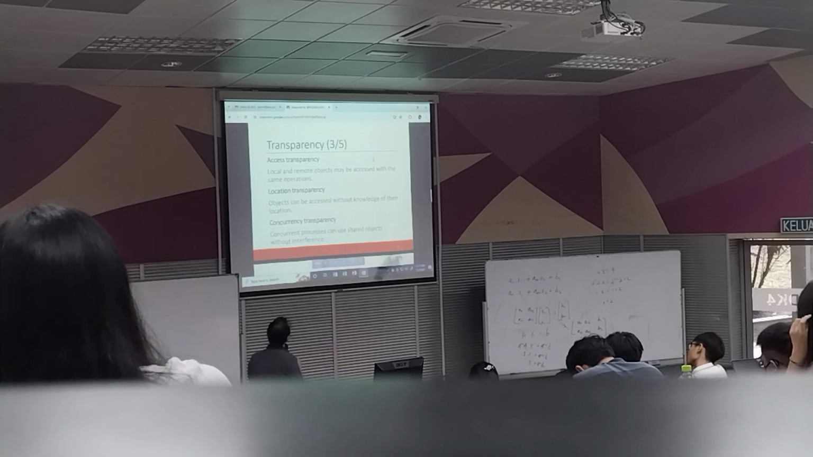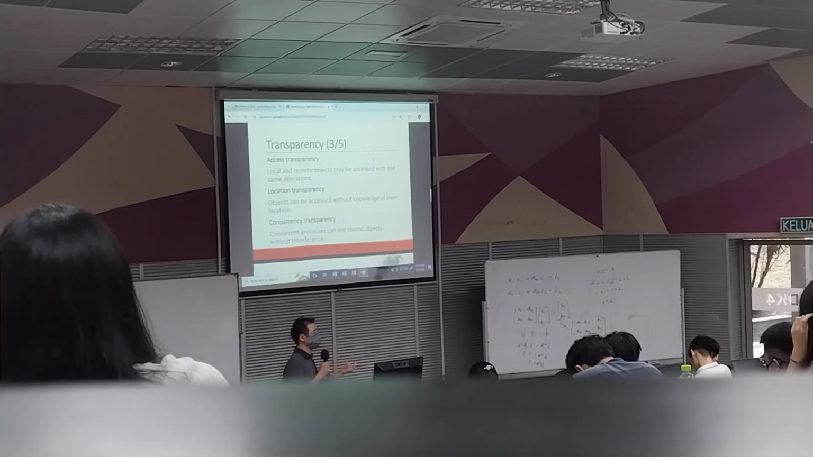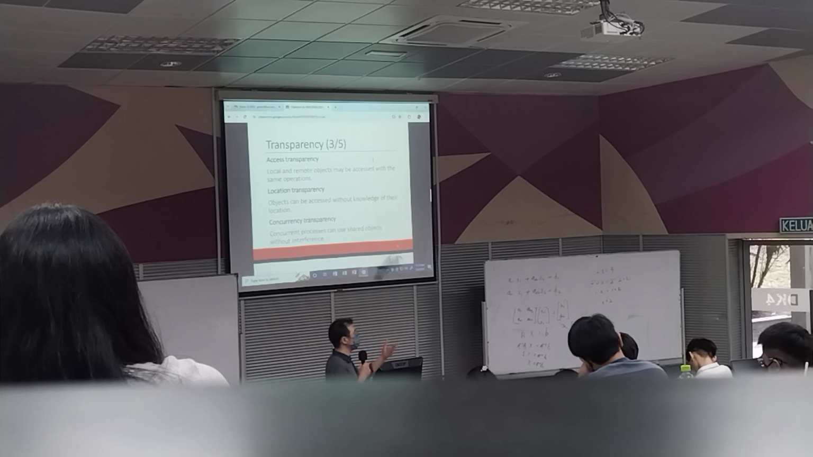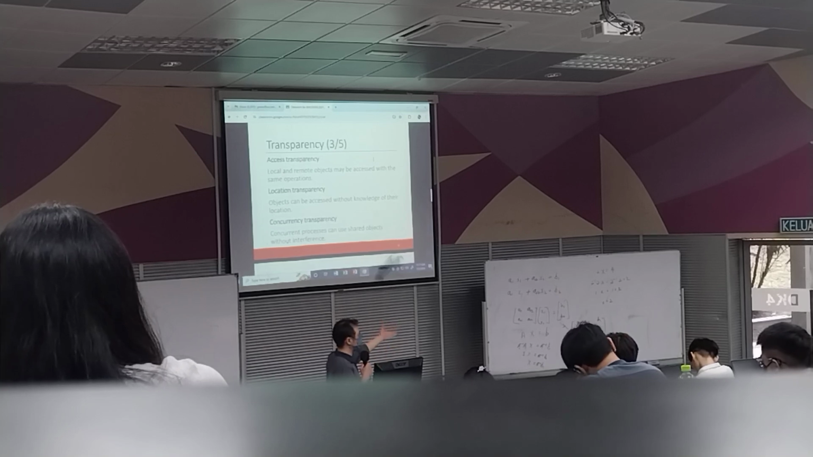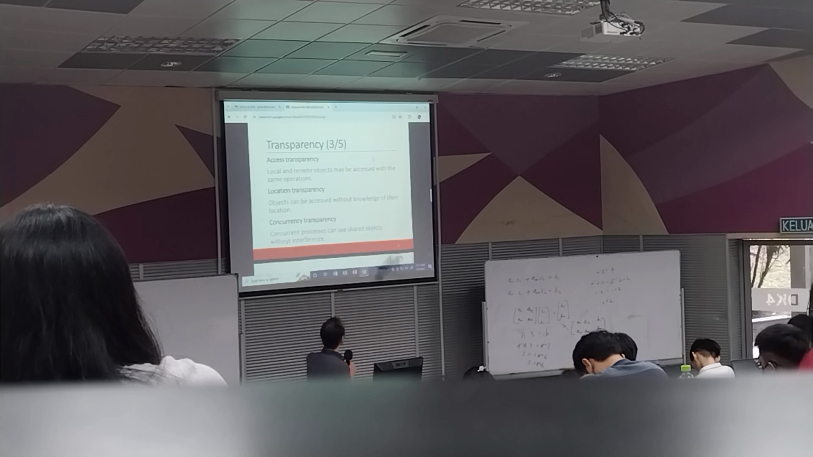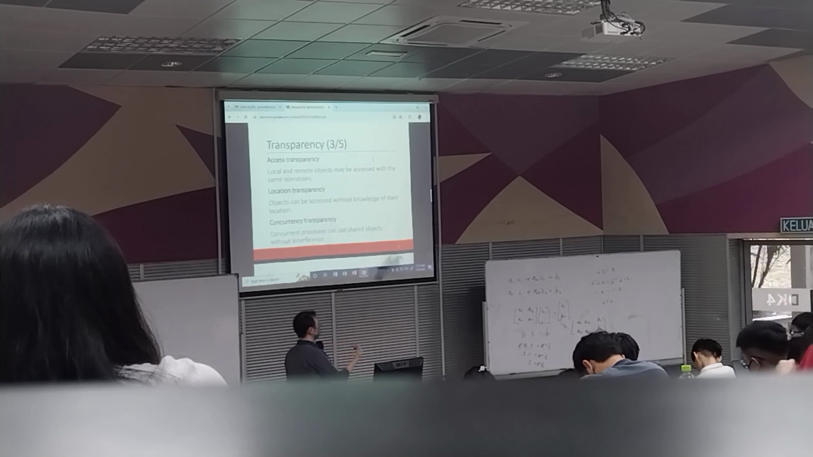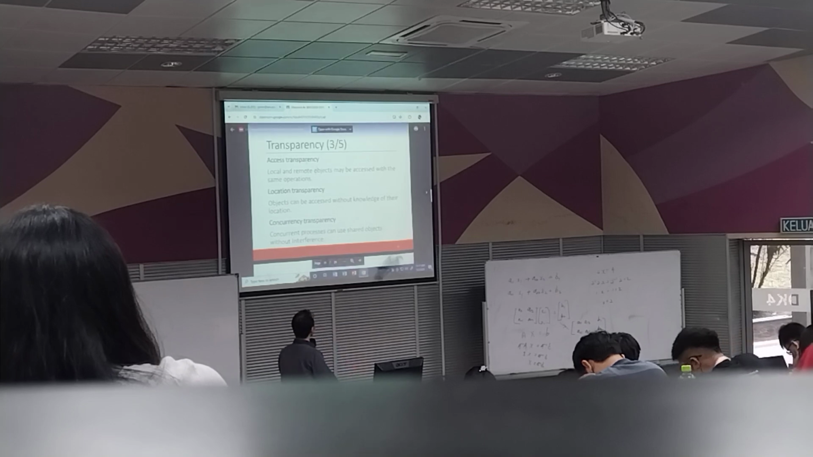So the transparency that I touched just now is access transparency. For example, I access Microsoft.com. I do not need to know whether I'm accessing the American headquarter server or the Malaysian headquarter. This is done by the system. It moves my request to the appropriate server according to my location. So that is access transparency, or location transparency as well.